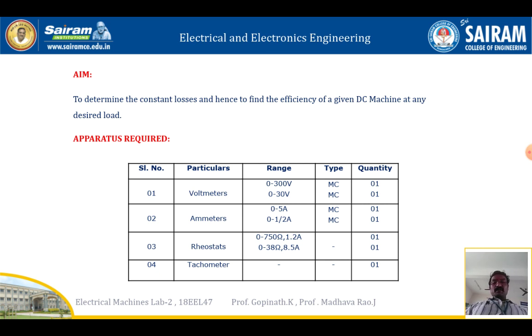Apparatus required: voltmeters 0 to 300 volt and 0 to 30 volt, ammeters 0 to 5 amps and 0 to 2 amps, rheostats 0 to 750 ohms, 1.2 amps and 0 to 40 ohms, 8.5 amps. All the meters are moving coil (MC) instruments, and a tachometer is used to measure the speed of the machine.